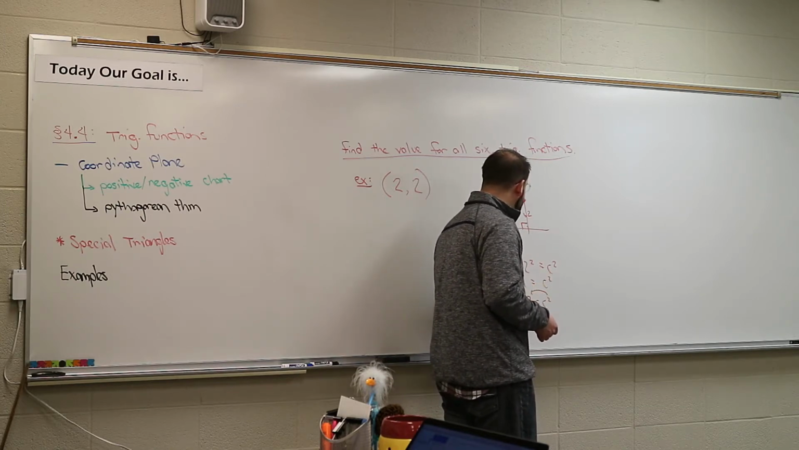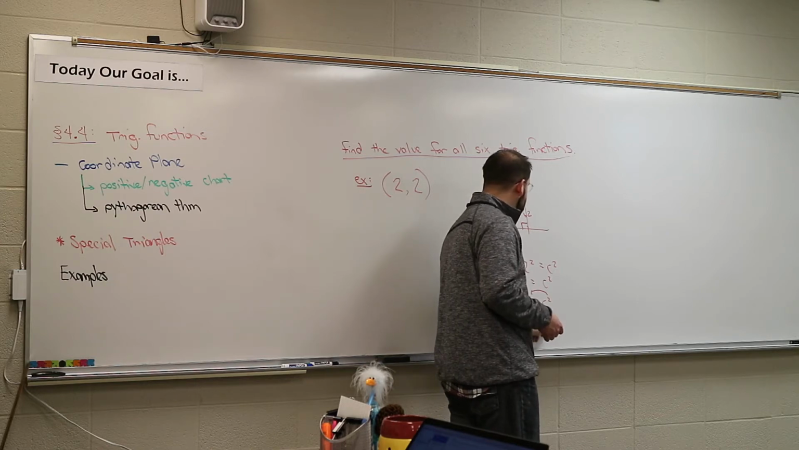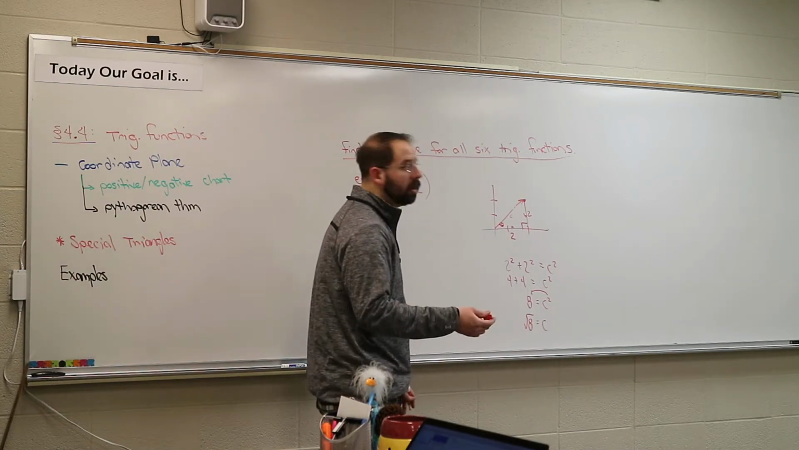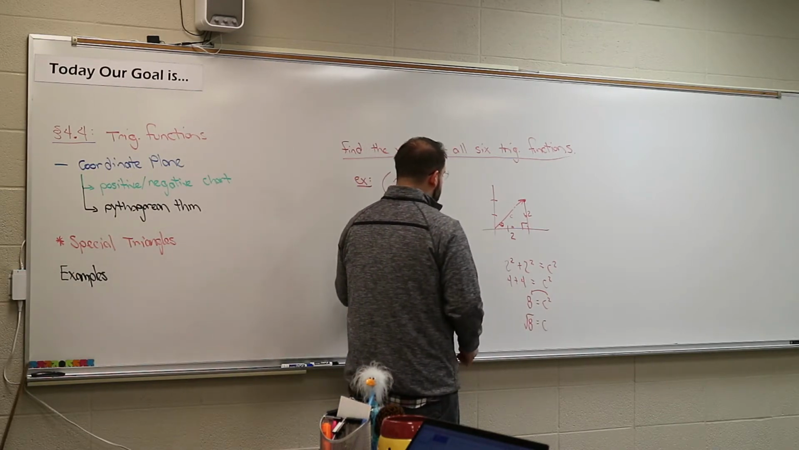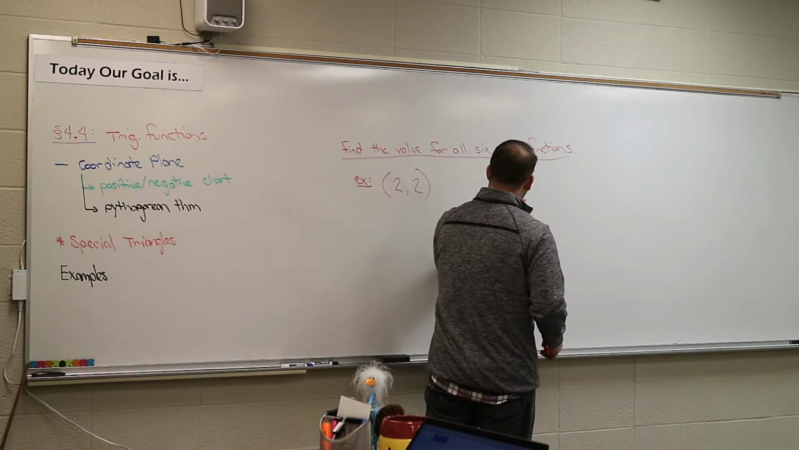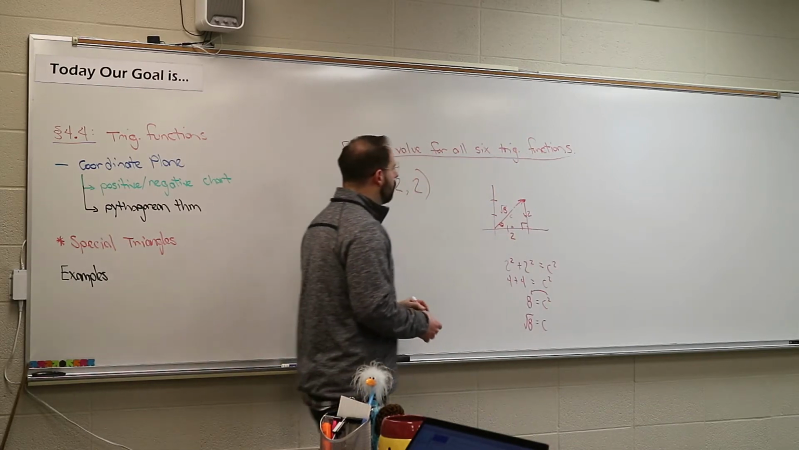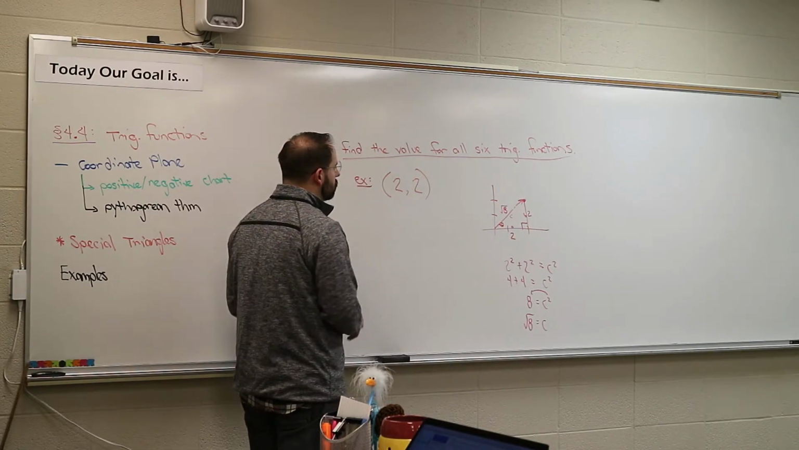Now, like I said earlier, you do not need to simplify that radical. You could, I don't require it. 2.8. Okay, so this is your square root of 8, which is 2 root 2. Now you can set up all your trig functions from there.